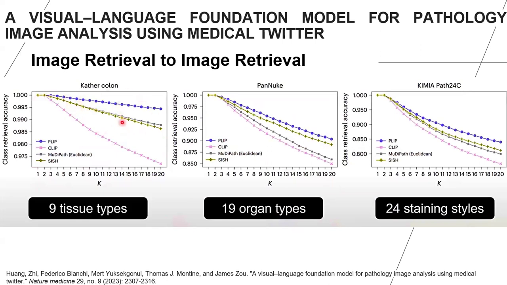If we see their work for image to image retrieval on 9 tissue types, we see that PLIP is almost always performing better than the rest of their models. Similarly, in Palm Nuke also for image to image retrieval, it's performing better than the rest of them. And similarly, in this data set, having 24 staining styles, they can identify them. So it can retrieve the image for tissue type, for organ type, and for staining styles. That is the major contribution of their work.